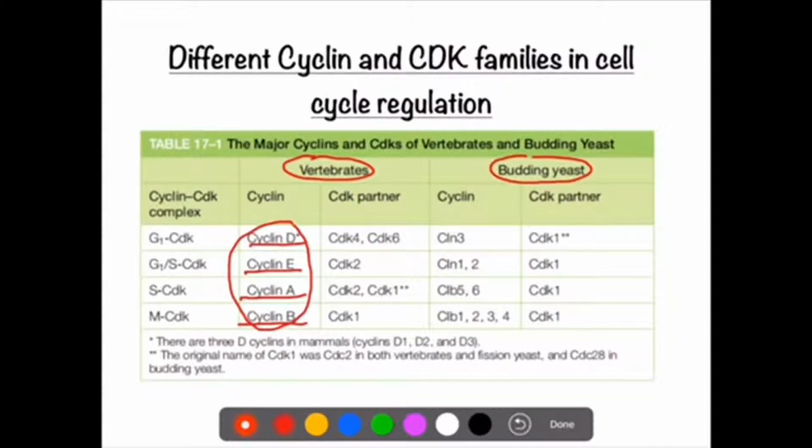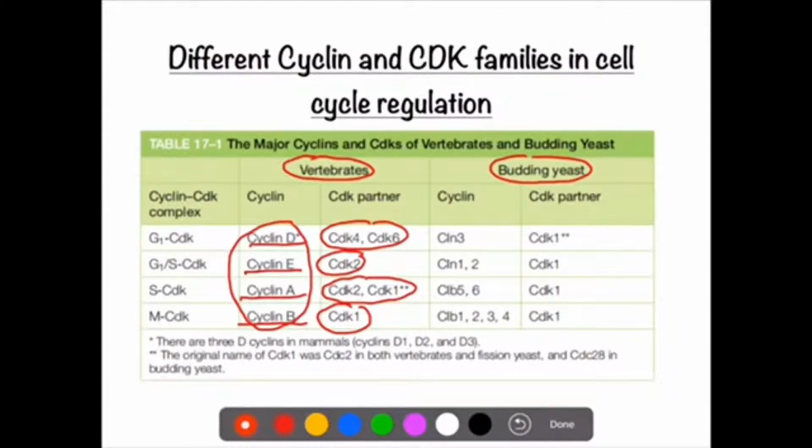In G1 phase, cyclin D. In G1/S phase, cyclin E, and S phase has cyclin A, M phase has cyclin B. And the CDK partners for these cyclins, 4 CDK partners are present. CDK4 and CDK6 form complex with cyclin D in G1 phase, and CDK2 forms complex with cyclin E in G1/S phase, and CDK2 and CDK1 form complex with cyclin A in S phase. CDK1 forms complex with cyclin B in M phase.